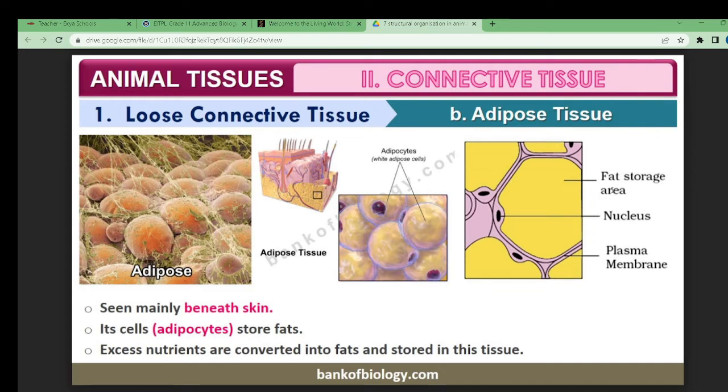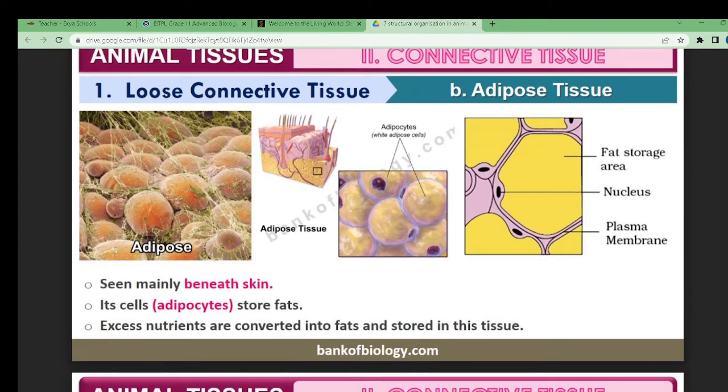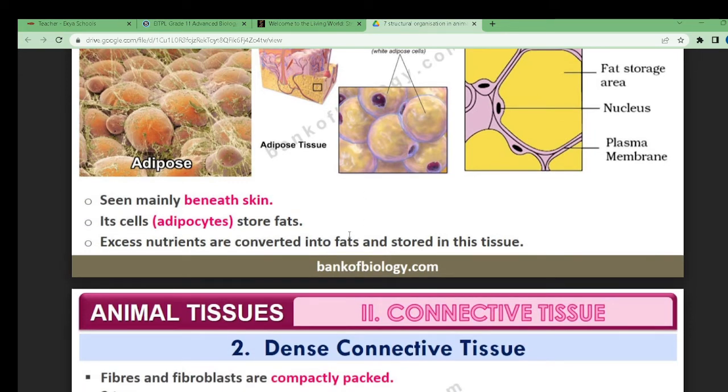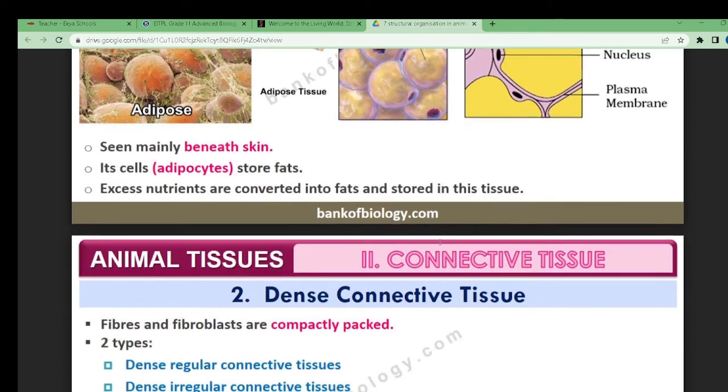They generally store the fat, and together with that they have a nucleus. So when there is a lot of fat storage, the shape of the adipose tissue changes. It is generally beneath the skin. Adipocyte cells store the fat, so it is generally responsible for obesity. Excess nutrients are converted into fats and stored in this tissue.